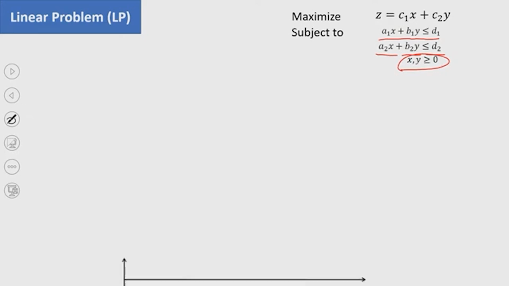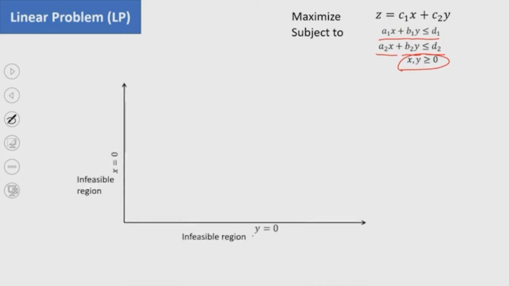So, let us plot it. This is the line y = 0 and this line is x = 0, and this part is the infeasible region, because x and y should be positive. If it is on this side, the x value will be negative, and on this side the y value will be negative. Therefore, this is the infeasible region. So, this is x = 0 and this is y = 0.